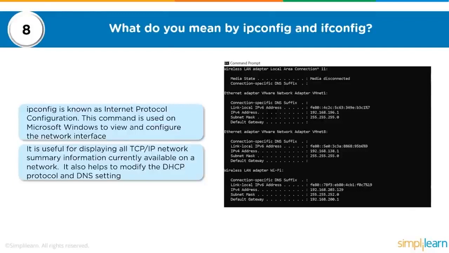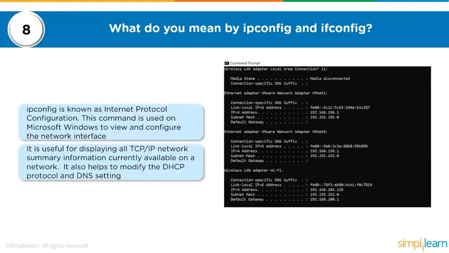So ipconfig is known as the Internet Protocol Configuration. This is a command that is used on the command line interface of Microsoft Windows to view all the adapters and the configuration of each and every adapter for their network interfaces. So as you can see on the right hand side in the command prompt screen, once you type in the ipconfig command on the C prompt and press enter, it will give you a list of all the adapters that are there.